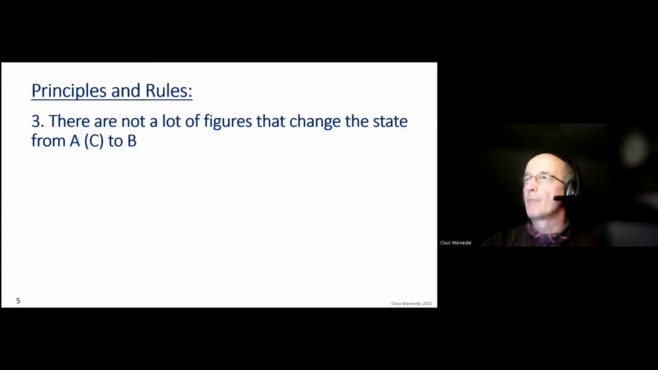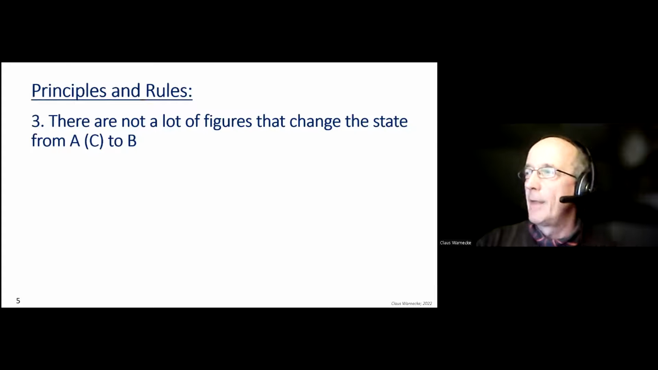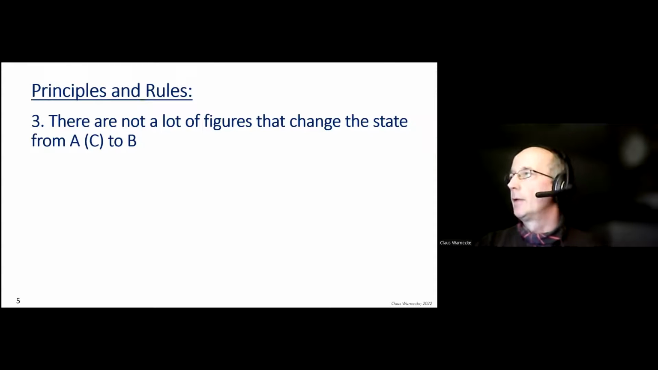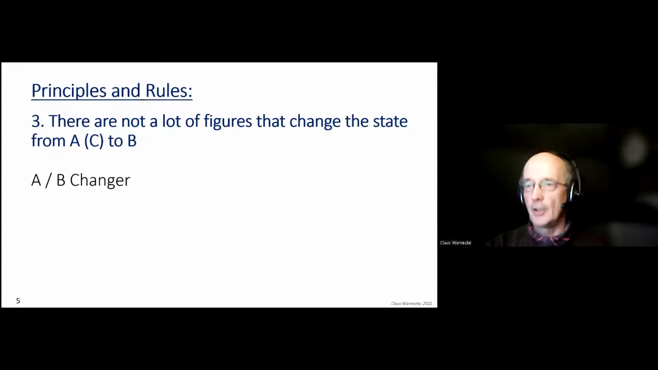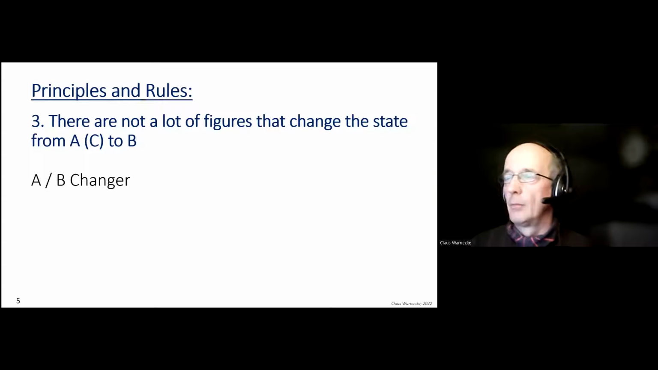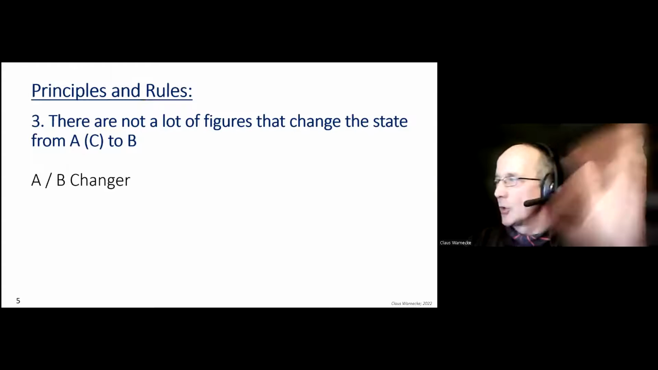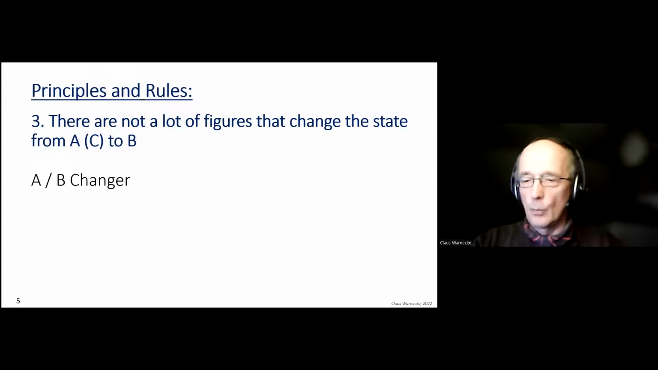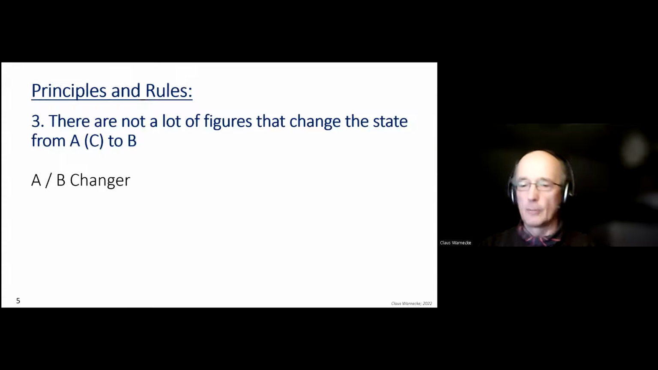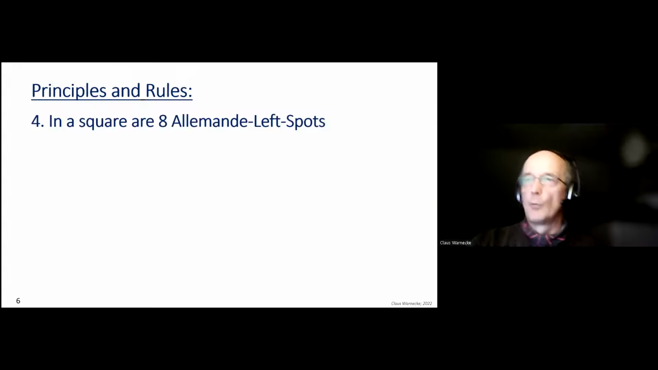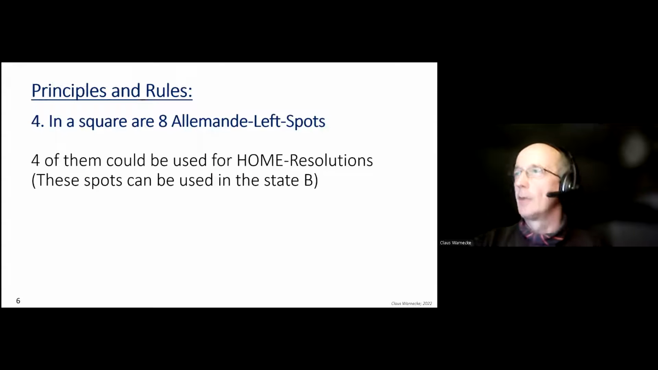We have a lot of figures, but there are not so many figures that change from A to B. I call it an AB changer. It's maybe acey-deucey or spin chain thru. It's only when one person goes from one half to the other that it's an AB changer. We have 8 left-hand spots, but only 4 of them can be used for home resolutions. That is important a little bit later.